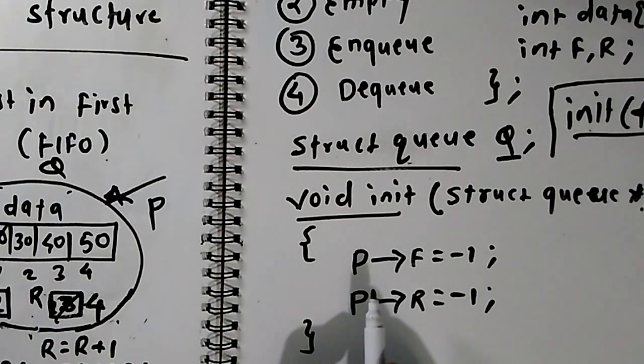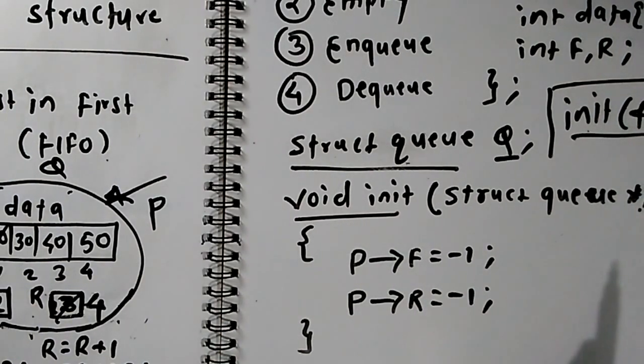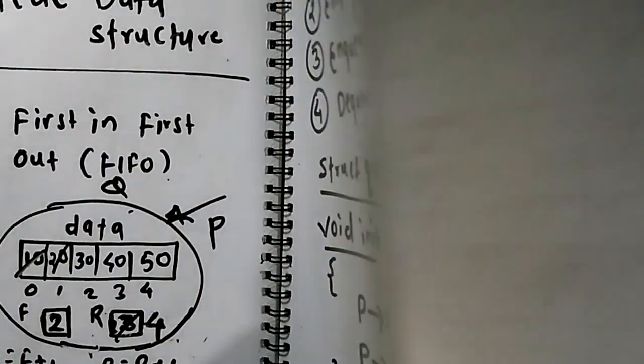The other operation which we need to perform on the queue is called the empty operation. Also, to this empty operation, we'll pass the address of the queue which we want to check for whether it's empty or full. The empty function will return 1 if the queue is empty, otherwise it will return 0. That's why the return type of the empty function is int, because it's going to return 1 or 0.